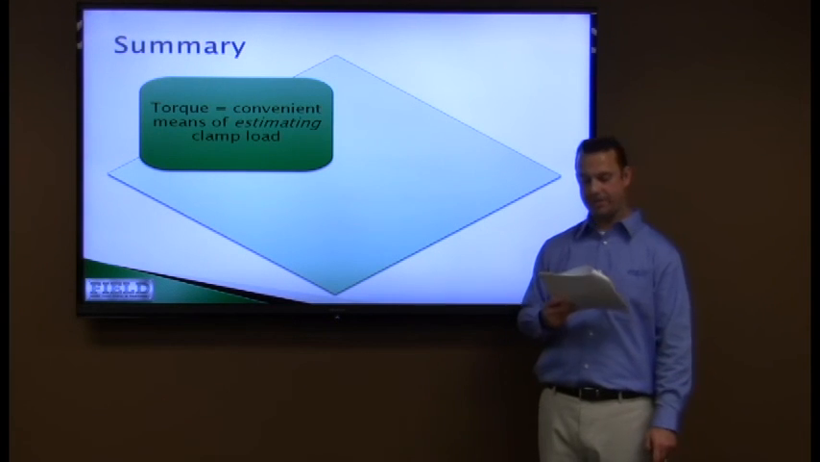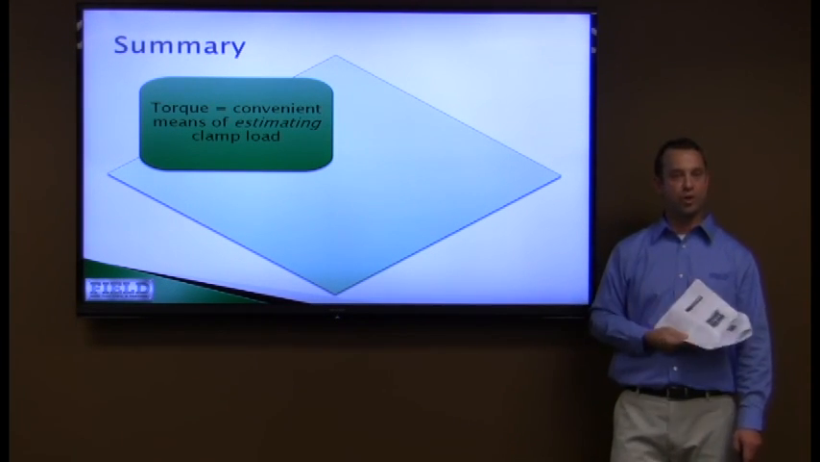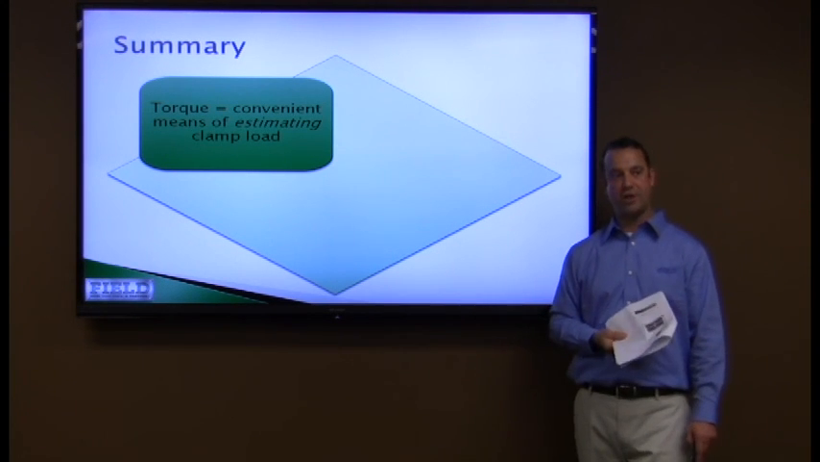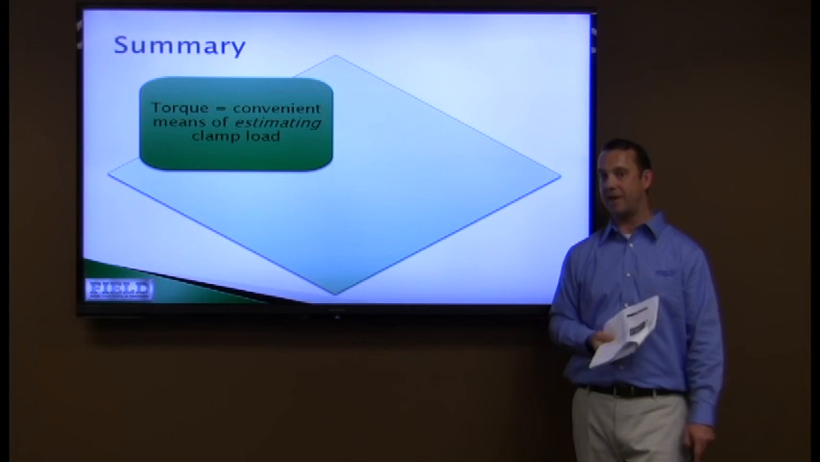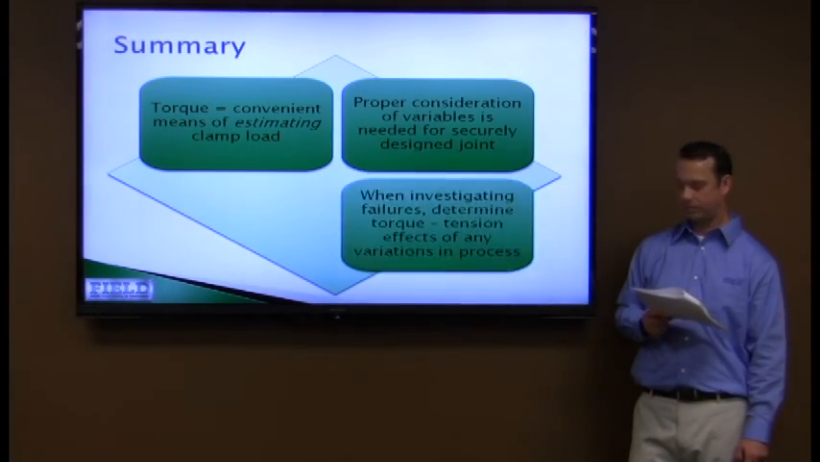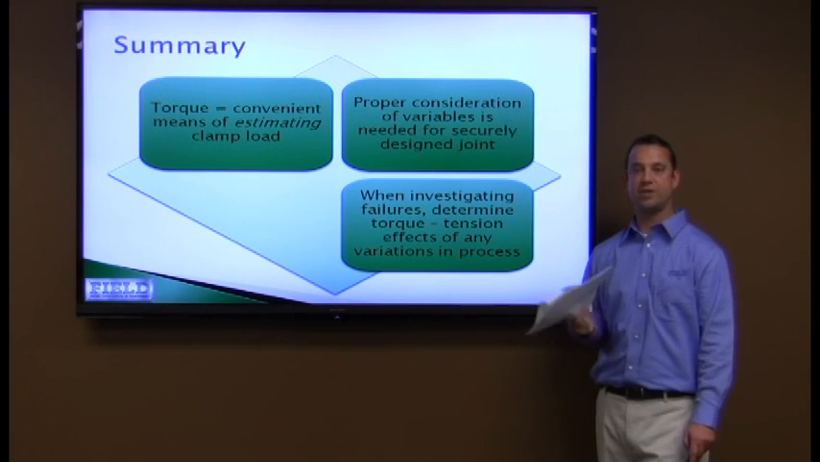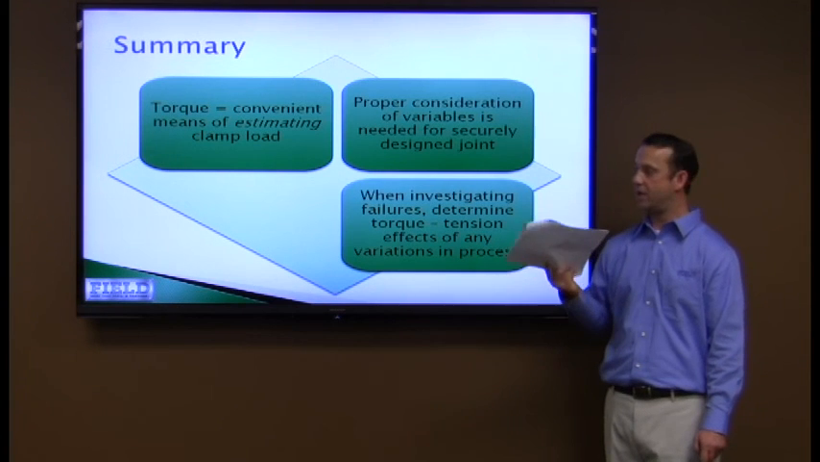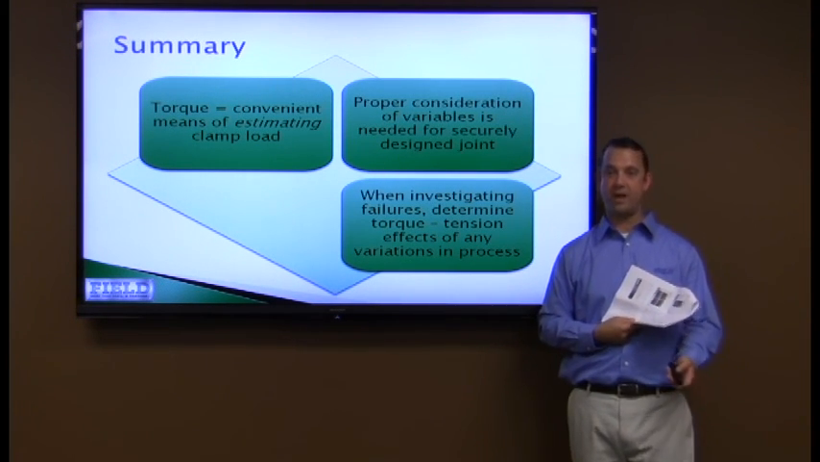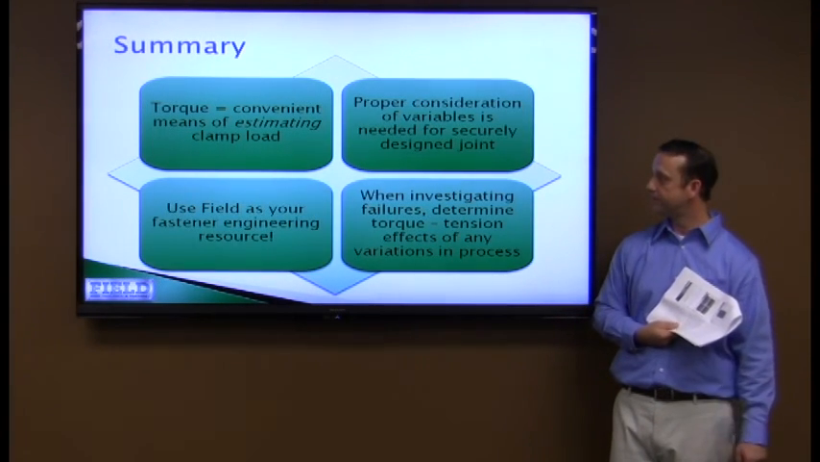So again, to summarize, torque is used to estimate the clamp load. It's usually the most cost-effective method, and it's what we've got to work with. And the variation in the process is okay, as long as we design for that variation and account for it. And when investigating fastener failures, you want to use a systematic approach. Look at your process and not necessarily jump to conclusions and say, this fastener is bad. Try to keep your process as controlled as possible.